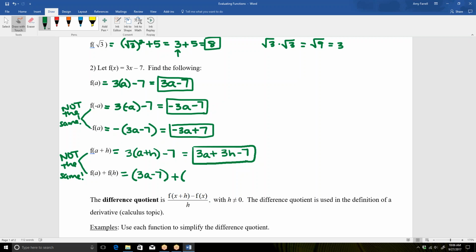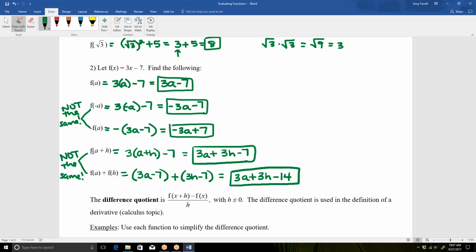F of H would be found by substituting H for X. We would get 3H minus 7. Then we want to add these together. We do have some like terms here. You've got a -7 here and a -7 there. So the answer here would be 3A plus 3H minus 14. Okay, again, notice that we did not get the same thing as we got in the previous example.